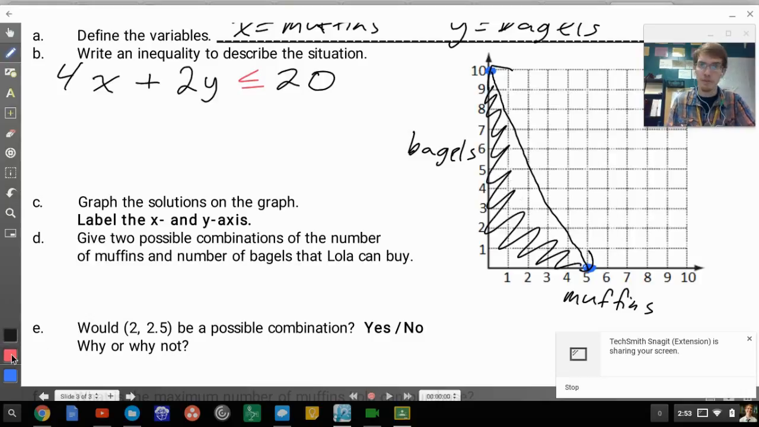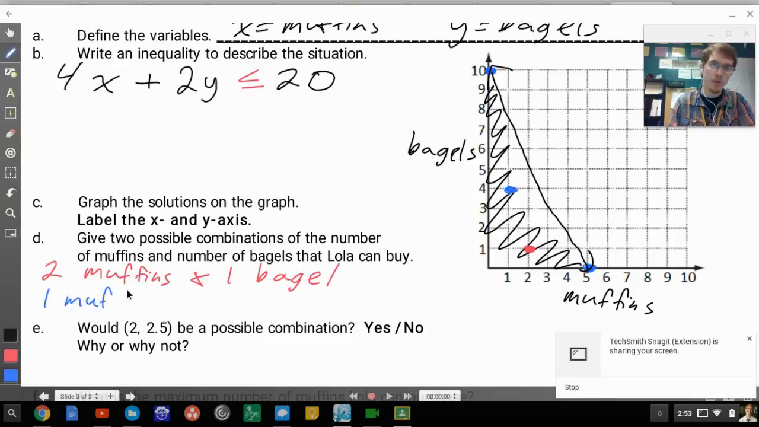Now, we need to be really careful with this because my line is not very straight. Okay, so I'm going to try to pick some things I know we're going to land in here, like 2, 1. All right, so I could have 2 muffins and 1 bagel. Okay, I could also do, I don't know, say like 1 and 4. 1 muffin and 4 bagels.